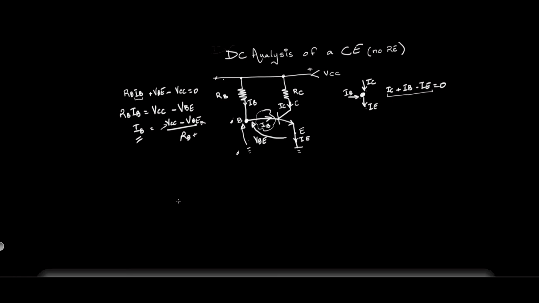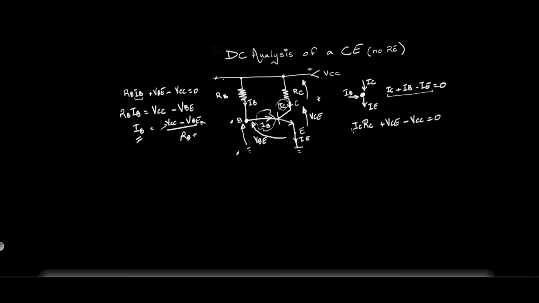Excellent. Now let's go and look at this side and apply Kirchhoff's law based on the fact that we also have a voltage called VCE, and we also have a voltage drop against RC, which yields the current IC. Well, let's go ahead and apply Kirchhoff's law here. So we know that IC RC plus VCE minus VCC equals 0.